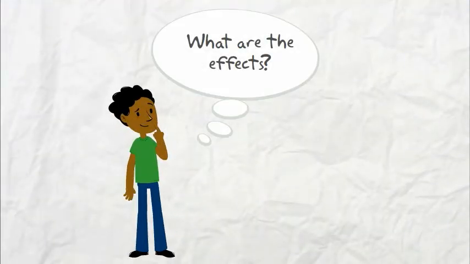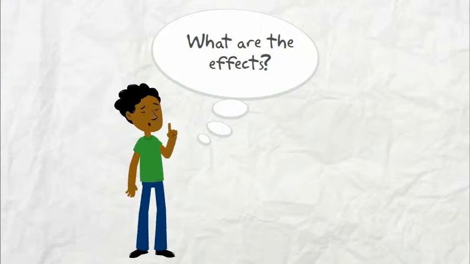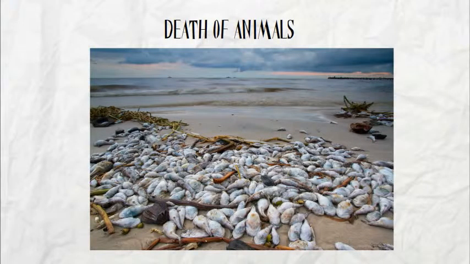What are the effects? Animals, including water animals, die when water is poisoned for various reasons. Other animals are stressed and their populations are endangered. Animals are also affected by solid waste thrown into water bodies.